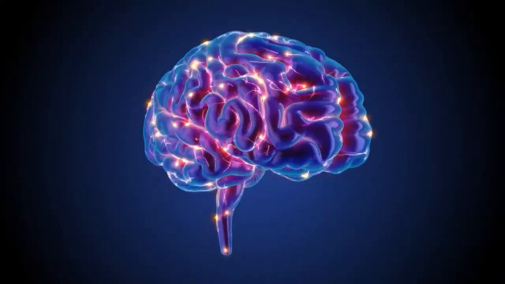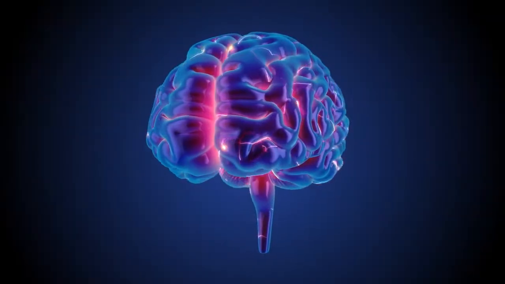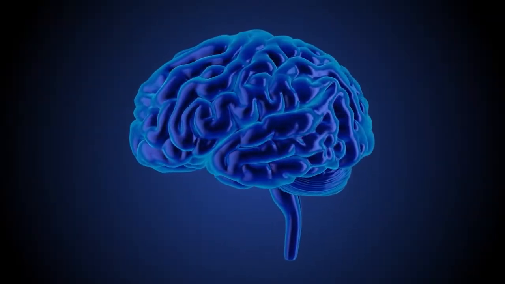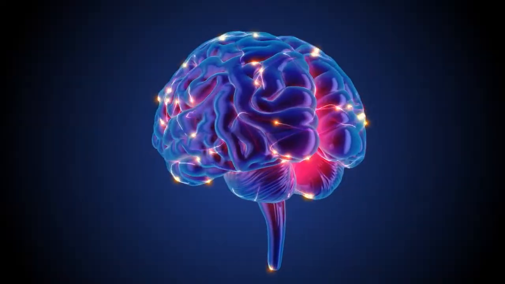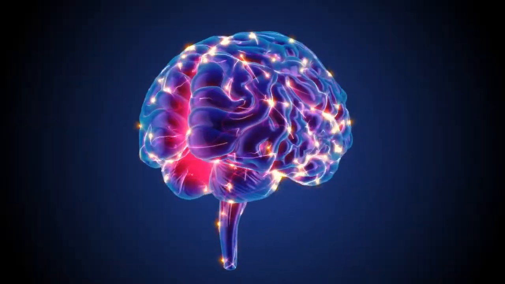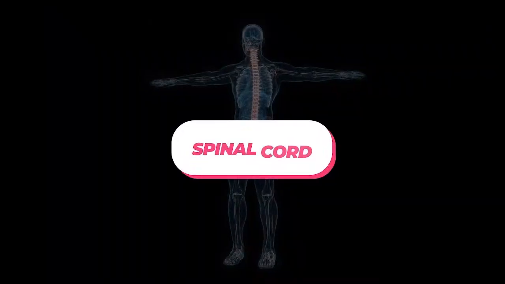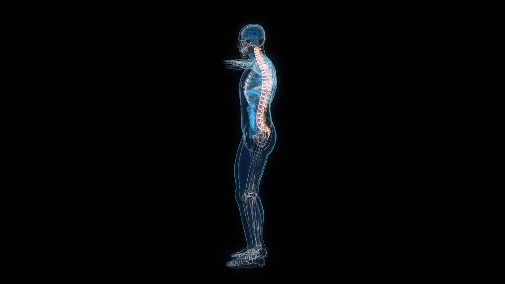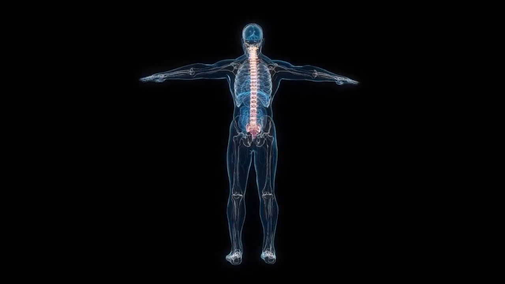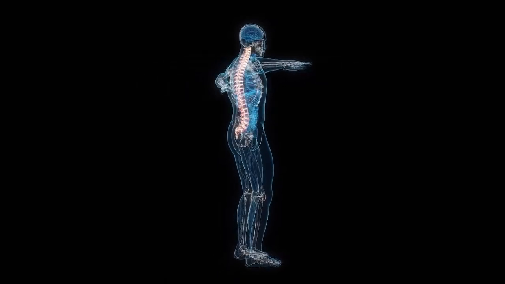The hippocampus is located within the brain and is responsible for forming and storing memories. The amygdala is also located within the brain and is involved in the processing of emotions and the formation of memories. Spinal cord. The spinal cord is a long, slender tube of nerve tissue that runs from the brain down through the center of the back.